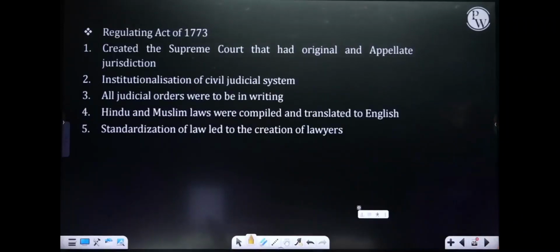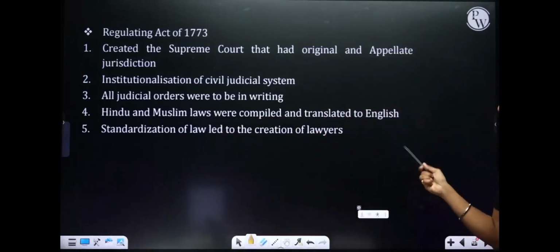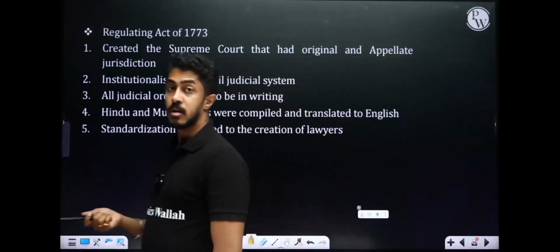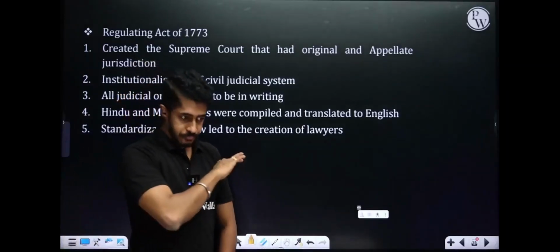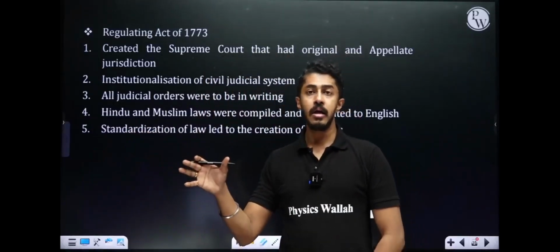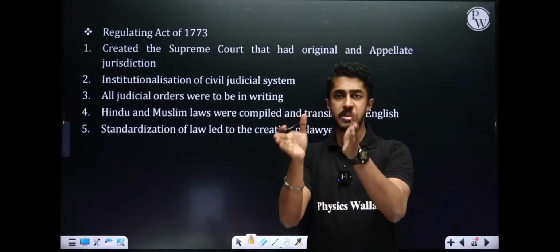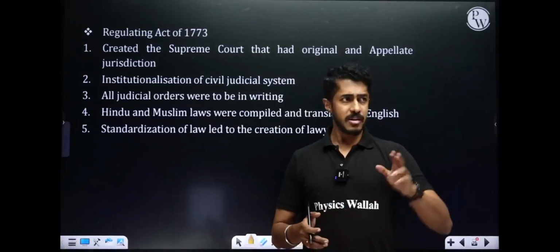Then, Regulating Act of 1773 created the Supreme Court that had original and appellate jurisdiction, institutionalization of the civil judicial system. All judicial orders were to be in writing. Hindu and Muslim laws were compiled and translated to English. Standardization of law led to the creation of lawyers. Because British did this, what happened? Being a lawyer became an in-demand profession. Because once a proper system was established, you had to hire a lawyer to deal with your cases.